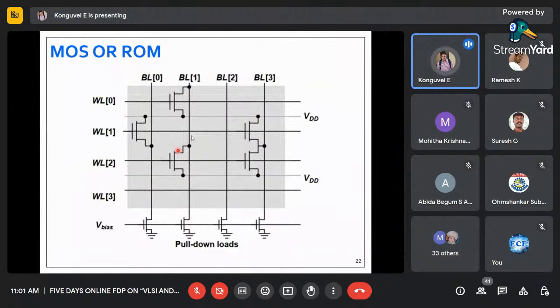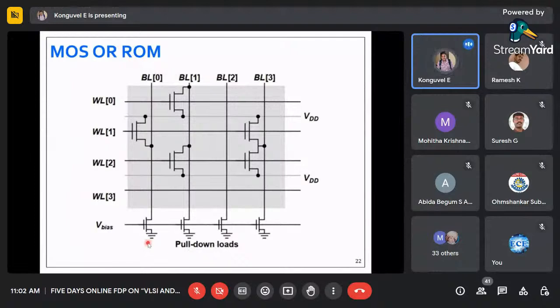We have a VDD line, and for the next 2 lines we have another VDD line. Right, VDD line, not ground. And where do we get the word lines from? Word lines we get from the decoder, that we know. And we have the bit lines. At the bottom we have pull down loads. This is a very weak pull down.